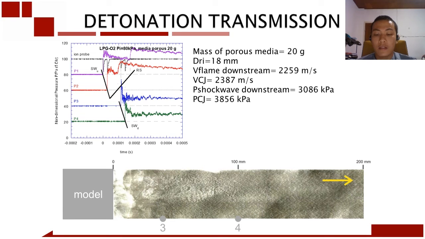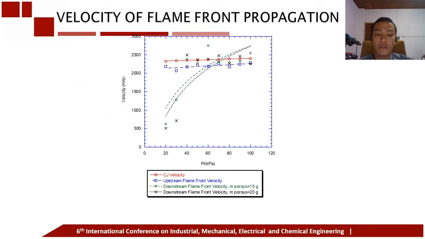It shows that in the downstream of the porous media model, the detonation cell started to appear at a distance of 18 mm from the model, which indicates the detonation was generated immediately behind the model. The figure displays the relationship between the actual flame front velocity and theoretical GG velocity to the initial pressure of the mixture. A close observation of the figure indicates that the actual flame front propagation velocity for every initial pressure was slightly lower than the GG velocity at the same initial pressure.